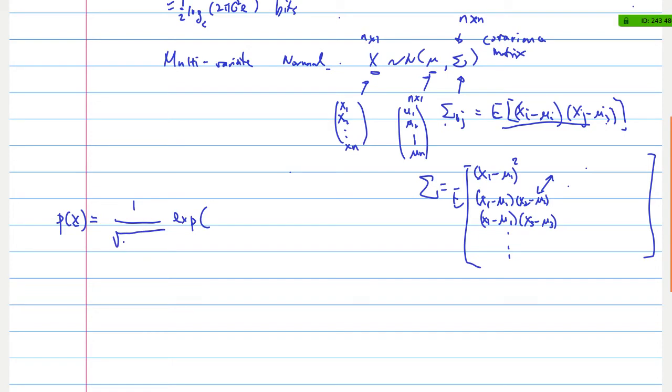So the constant factor is kind of similar to the 1D case, but you have something like that. Okay. I think it should be like this. One over the square root of the determinant of 2 pi sigma, and exponent of minus 1/2 times x minus mu transpose sigma inverse x minus mu.